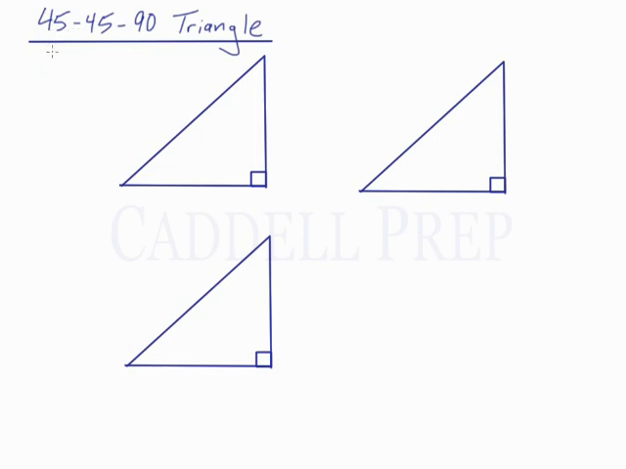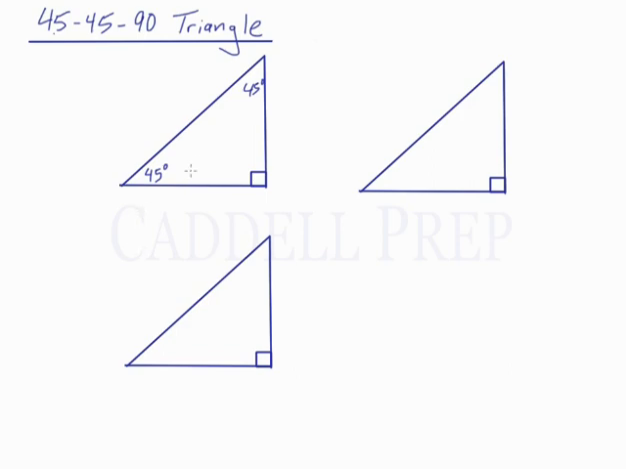In this lesson, we're going to cover the 45-45-90 triangle. 45, 45, and 90 represent the measures of the angles in the triangle. So we have 45 degrees, 45 degrees, and 90 degrees.